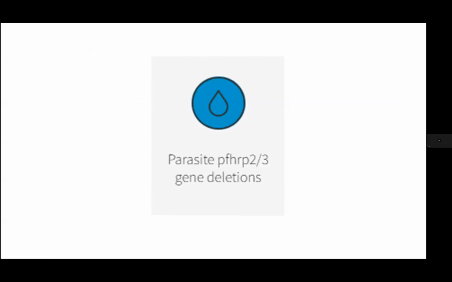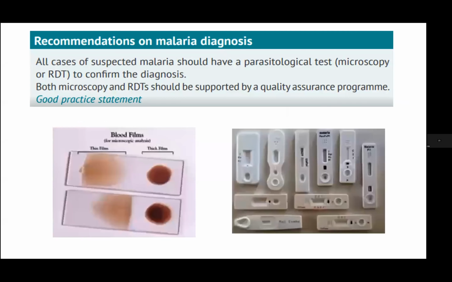delay, partial resistance. So moving on to parasite PfHRP2/3 gene deletions. Microscopy is the gold standard or historic gold standard for confirmation of malaria, but it's frequently delayed and may be inaccurate. So the rapid diagnostic test lateral flow assays have been used with increasing frequency, especially in Africa, with improved diagnosis, more rapid turnaround times, allowing for more rational use of anti-malarial drugs. And they actually have transformed malaria control and improved surveillance in Africa.